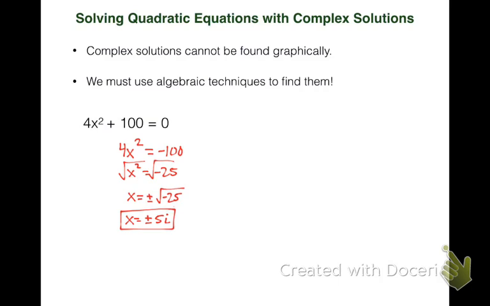Two complex solutions to this quadratic equation. If you check this out graphically, there will be no x-intercepts. In fact, this is a stretched parabola that's shifted up 100 units. You'll have to zoom up pretty far to see it. No x-intercepts because there are no real solutions to this quadratic equation.